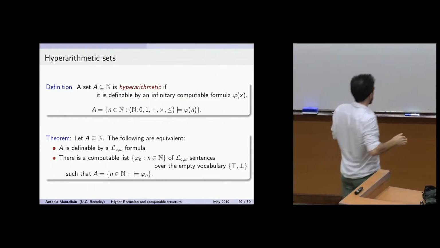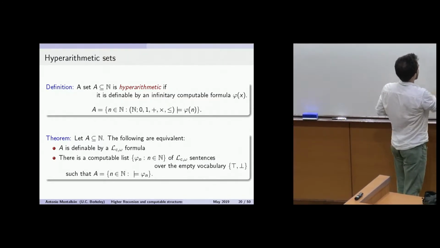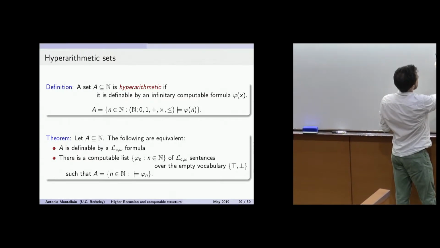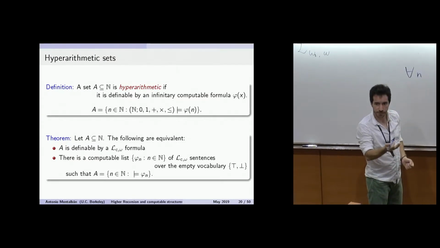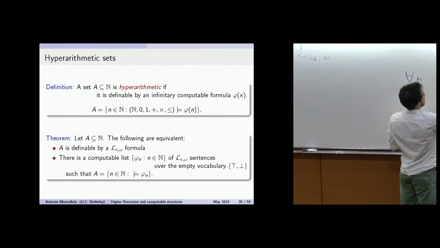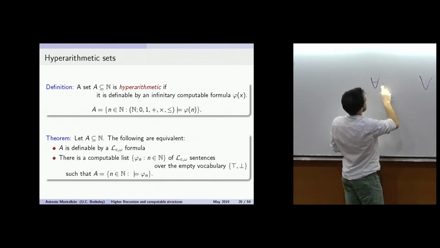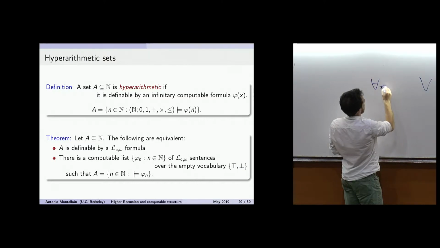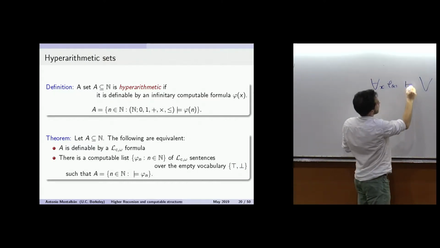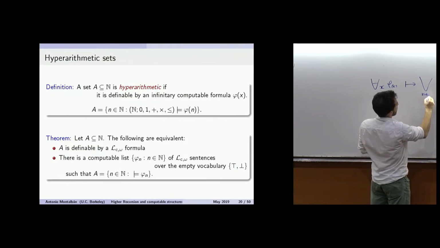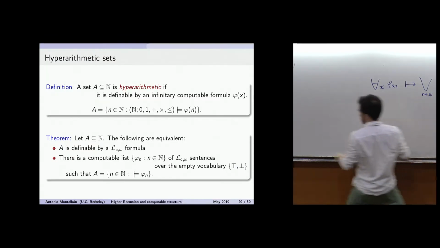But the proof of that is not that hard. What you have to do is start by replacing quantifiers: every time you have a quantifier of the form for every x, phi of x, inside your formula, you replace that by a conjunction over all n, the natural numbers, and similarly a disjunction for the existential quantifier.